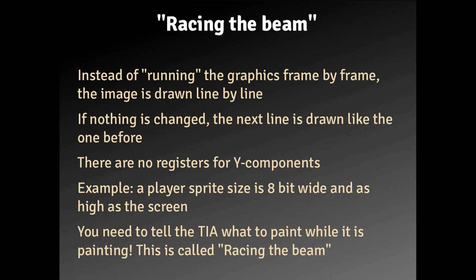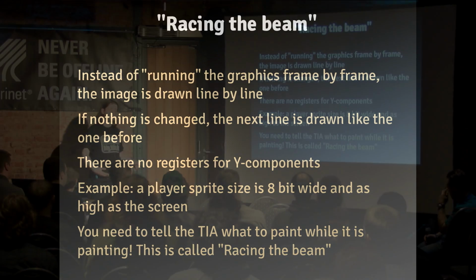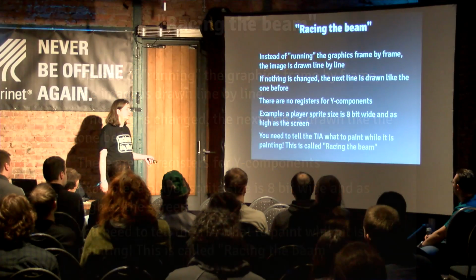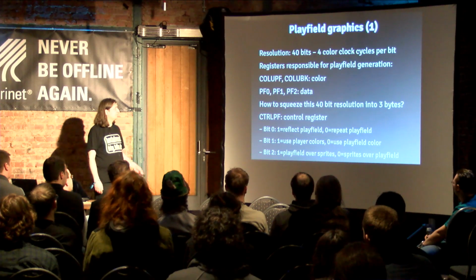So an example is a player sprite, which is 8 bits wide and can be as high as the screen. This is also why a scroll text is usually bottom up, instead of left to right, because you have just one sprite to use for the whole screen and can push your graphics data in there. It's called racing the beam: you need to tell the chip what to paint while it's painting already.